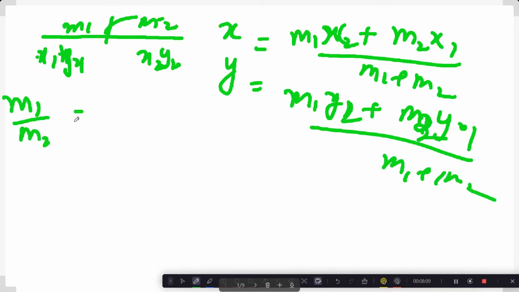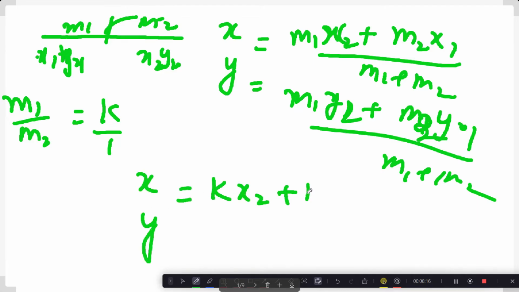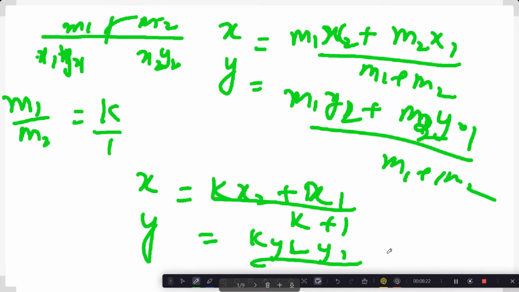You can also say M1 by M2 equal to k is to 1. In that case, x and y will be kx2 plus x1 by k plus 1, ky2 plus y1 by k plus 1. ठीक है? Little untidy, I know, but I hope you get the gist. Main thing is that for you to get the gist.